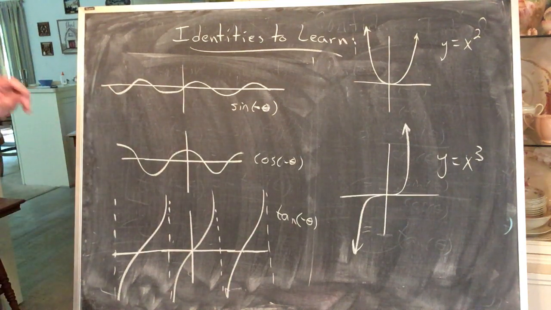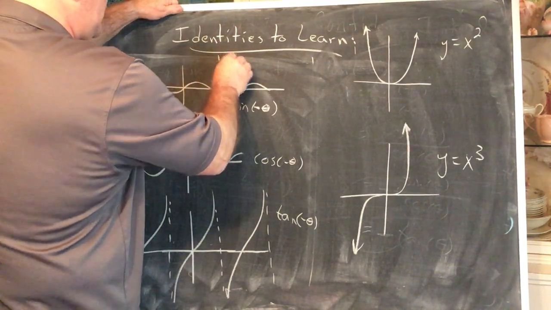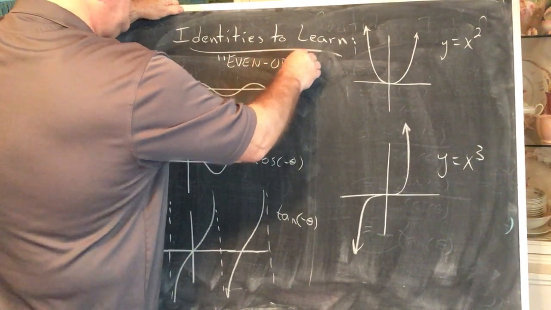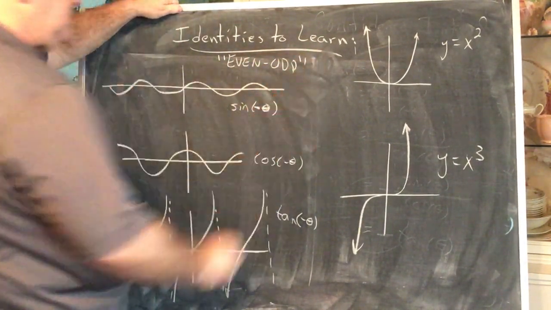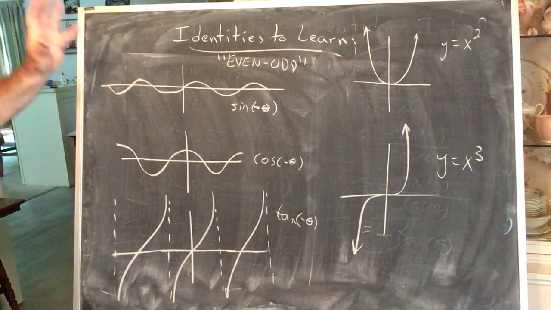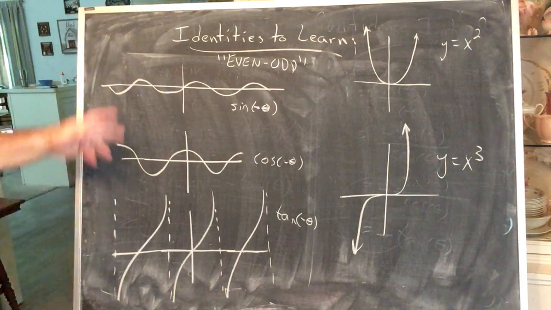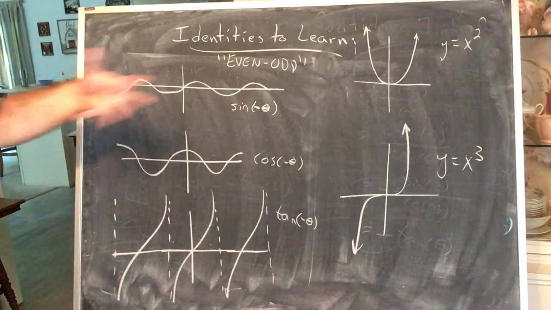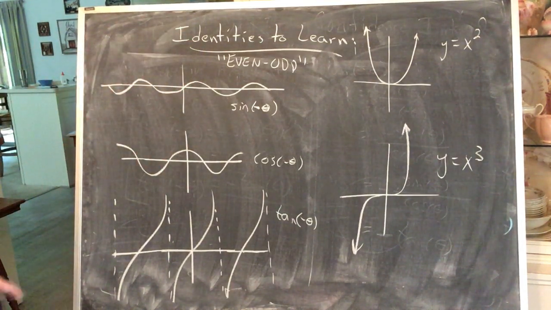Now the last piece of this is this idea of something called even, odd. The labeling of these functions as even and odd. It turns out sine is an odd function, cosine is an even function, tangent is an odd function. Let's review a little bit where that terminology comes from and sort of convince ourselves this is actually correct.